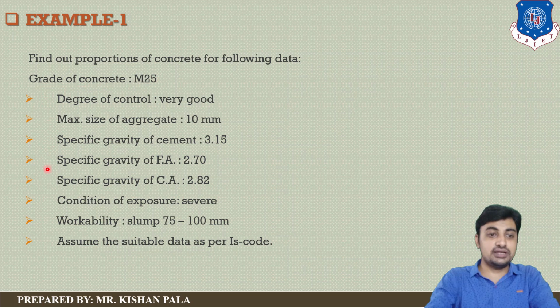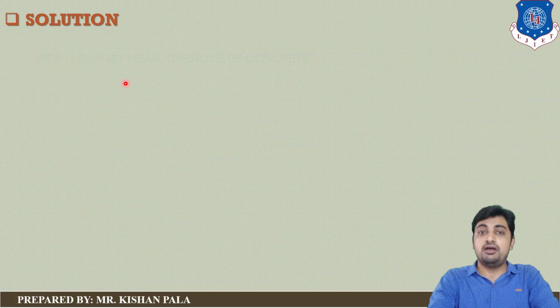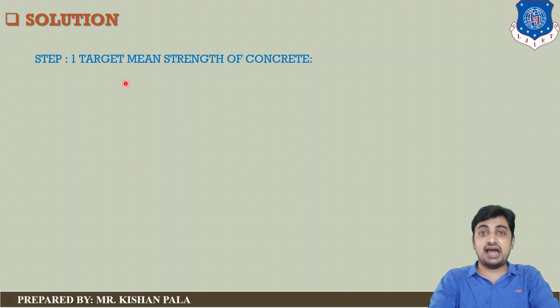Here you can see our requirement of the existing site, which is M25, and here you can see the conditions and properties of the ingredients have been given in this data. So these are the properties of the ingredients like specific gravities of the cement, specific gravities of the fine aggregate, coarse aggregate, slump value. So based on this data and the requirement of the existing site, you have to do mixed design and you have to finalize the proportions of all the ingredients of the concrete mass. Let us start with first step, which is target mean strength of the concrete.